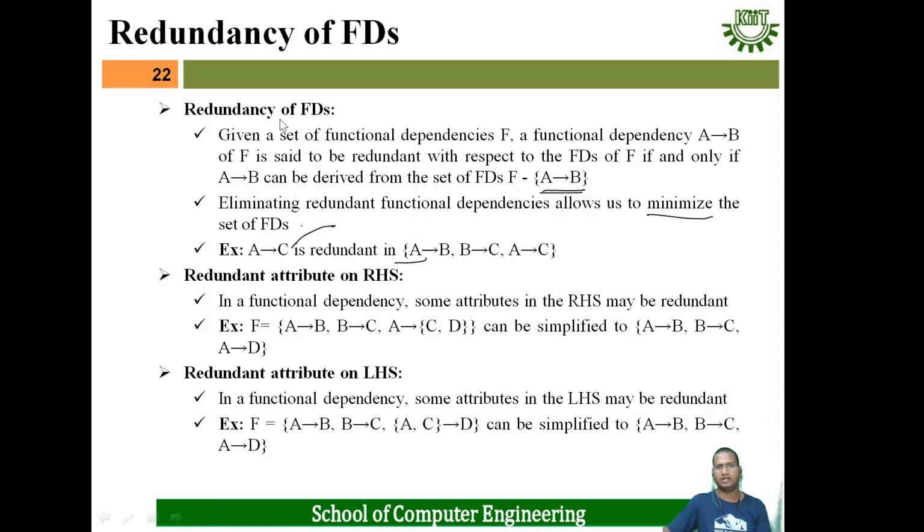Example: A→C is redundant in this case. A→B is there, B→C is there, A→C is there. We can infer A→C from these two functional dependencies because the transitive rule is there. If A→B and B→C are there, you can write A→C, so no need to write A→C. This A→C is the redundant one.